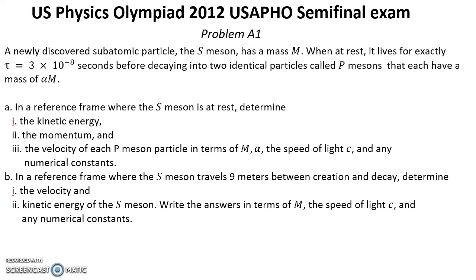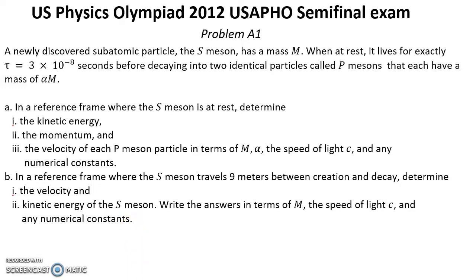Problem A1. A newly discovered subatomic particle, the S meson, has a mass m. When at rest, it lives for exactly tau equal 3 times 10 to the power negative 7 seconds before decaying into 2 identical particles called p mesons that each have a mass of alpha m.